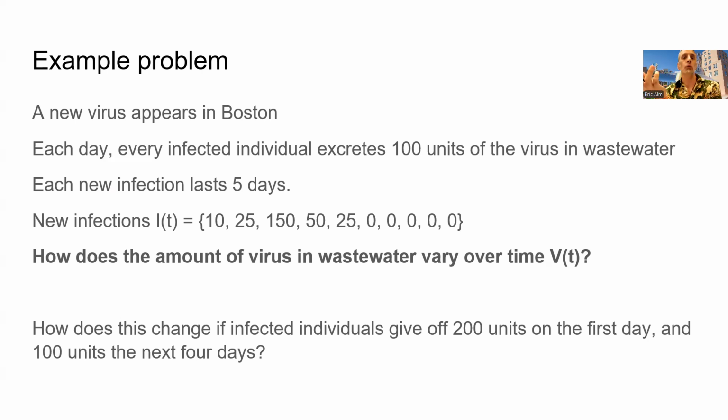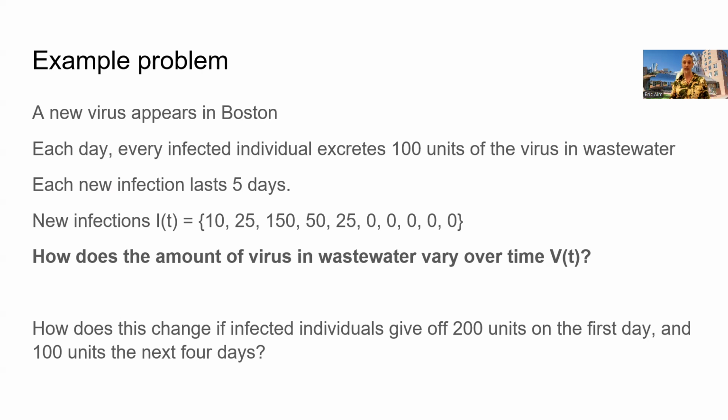All right, so day number one, how much virus do we expect to see? 1,000? Yeah. What about day number two? Yeah, right. So we have 2,500 from the people who are newly infected on day two, but we still have 1,000 from the people who are infected on day one, right?